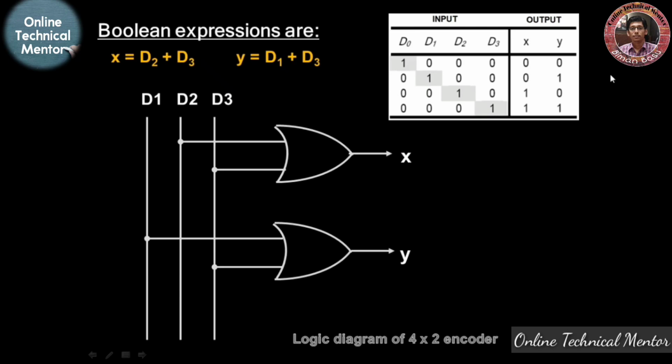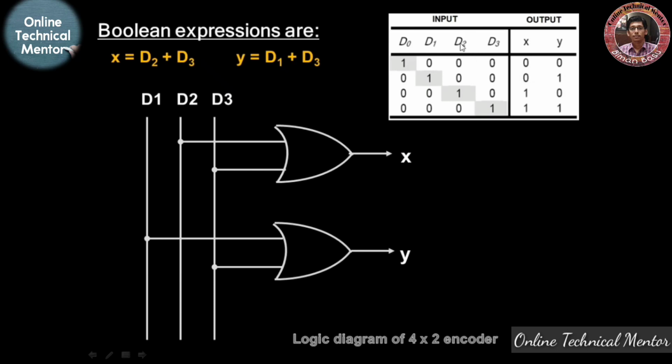Now the second row of the truth table, where D1 is 1 and the rest of the inputs are 0. For this input combination, we are getting x as 0 and y as 1. So when D1 is 1, that means this D1 line is 1. The lower OR gate is attached to this D1. That means whatever the other inputs may be, since one input of the OR gate becomes 1, y will become 1 and x will remain in the 0 state. That's why we are getting the output 0, 1.